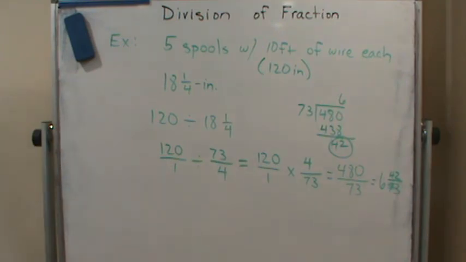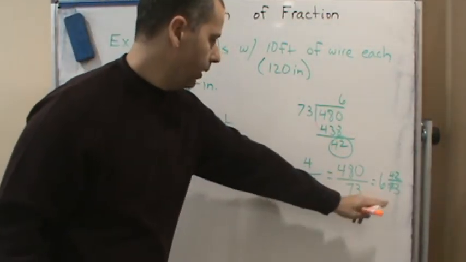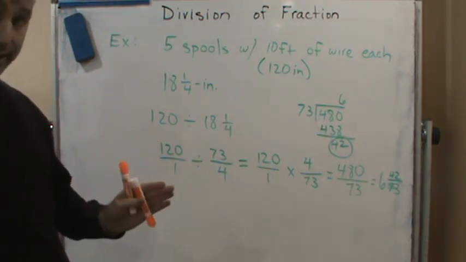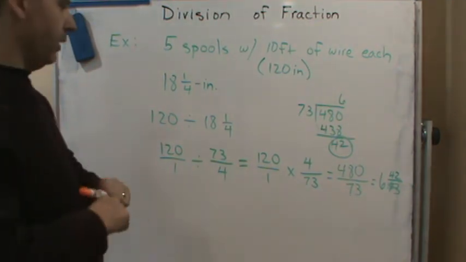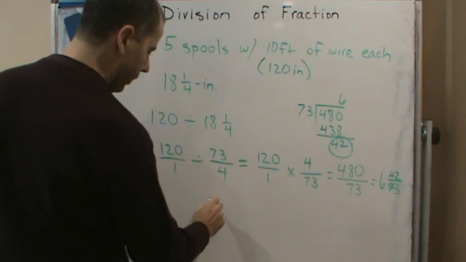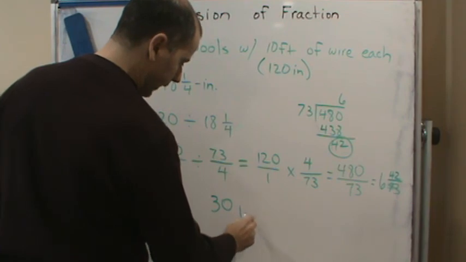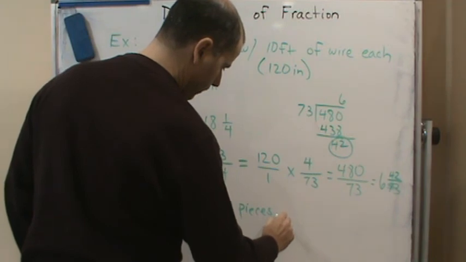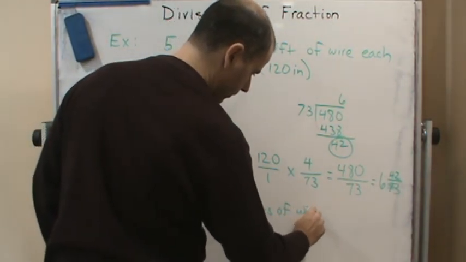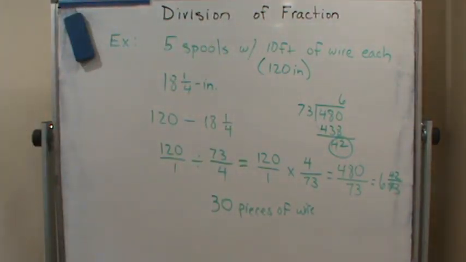Okay, so now how many pieces total am I going to get? Well, that was for one spool. So I'm going to get 6 whole lengths that are 18 and 1/4 inches long from one spool. So now I have to multiply that by 5. So 6 times 5 is 30. So I'm going to end up with 30 pieces of wire, each measuring 18 and 1/4 inches long. That's it.